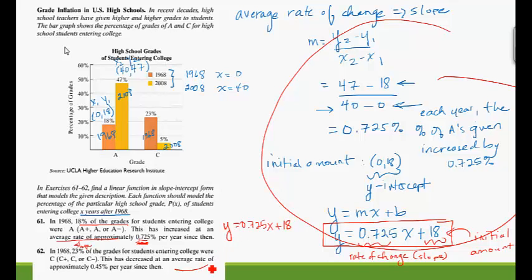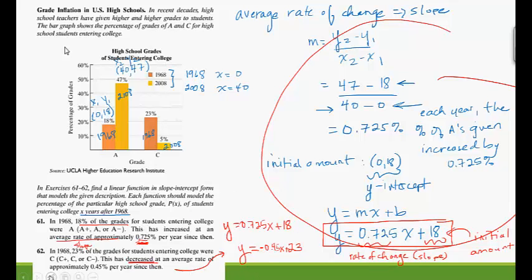With that in mind, we can do this second problem, because again, they give you this slope. In 1968, 23% of the grades. So in 1968, our initial amount was 23% of the grades were C. This has decreased at an average rate of change of 0.45% per year. So it's decreased, so our slope is going to be a negative 0.45x plus 23 each year.